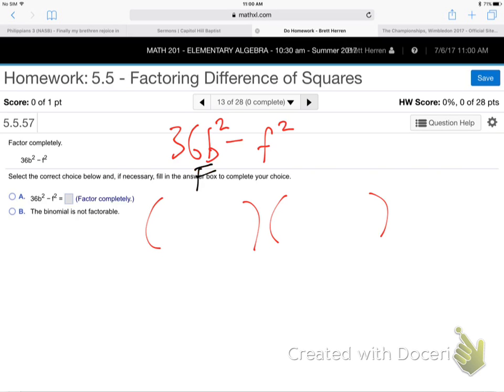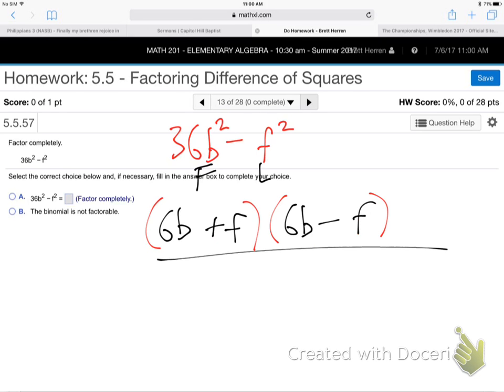Let me jump in and help. FL. So front times front to be 36b squared. 6b, 6b. Is that good so far? Makes 36b squared. And then f times f makes f squared. 1 plus 1 minus to make negative f squared. There we go. It's your favorite kind of factoring, right? We good? Questions on that one? No questions? Good.